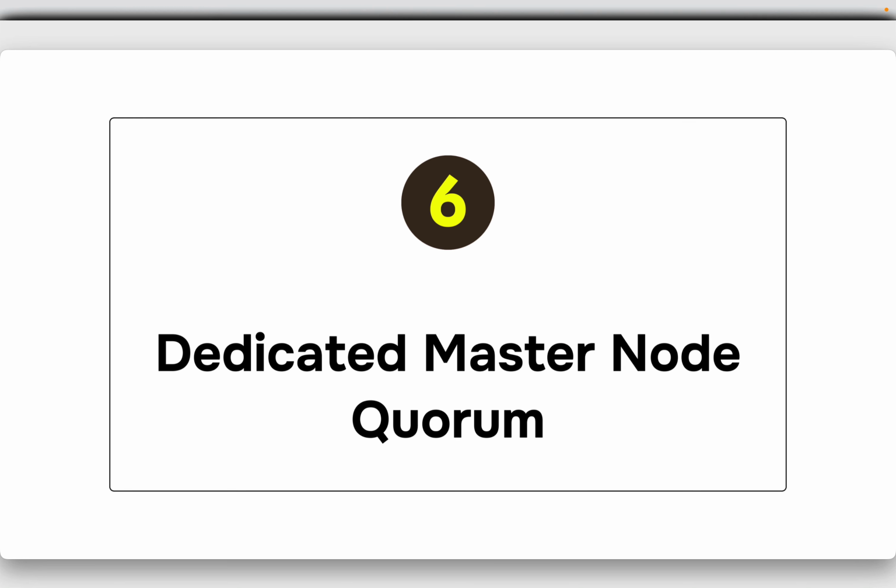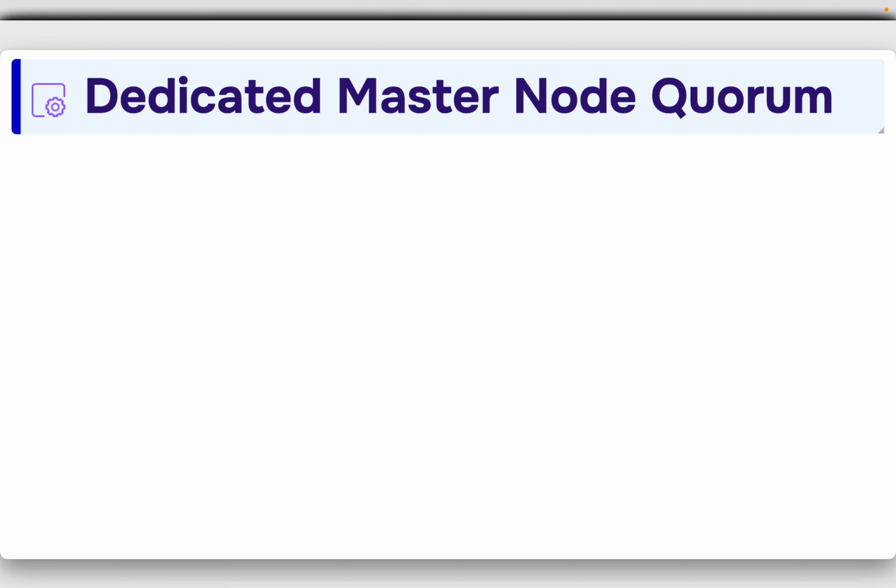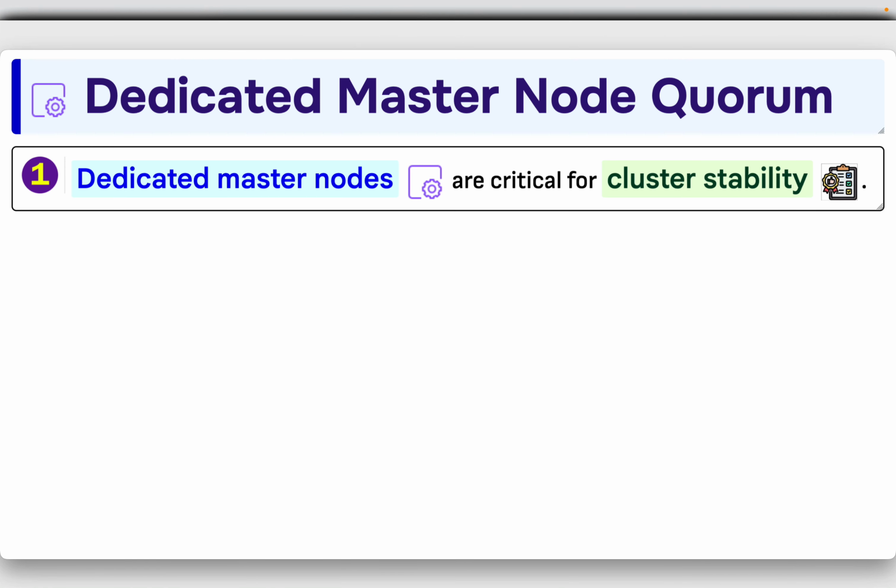Sixth topic is dedicated master node quorum. So first I will explain what quorum means. Quorum basically means the majority vote that is required to make a decision. Dedicated master nodes are critical for cluster stability. They manage the cluster state and prevent split brain scenarios. They help you make decisions like which node is the active master, where should new shards be placed, is a data node healthy or failed, should we rebalance shards, and any cluster state changes.